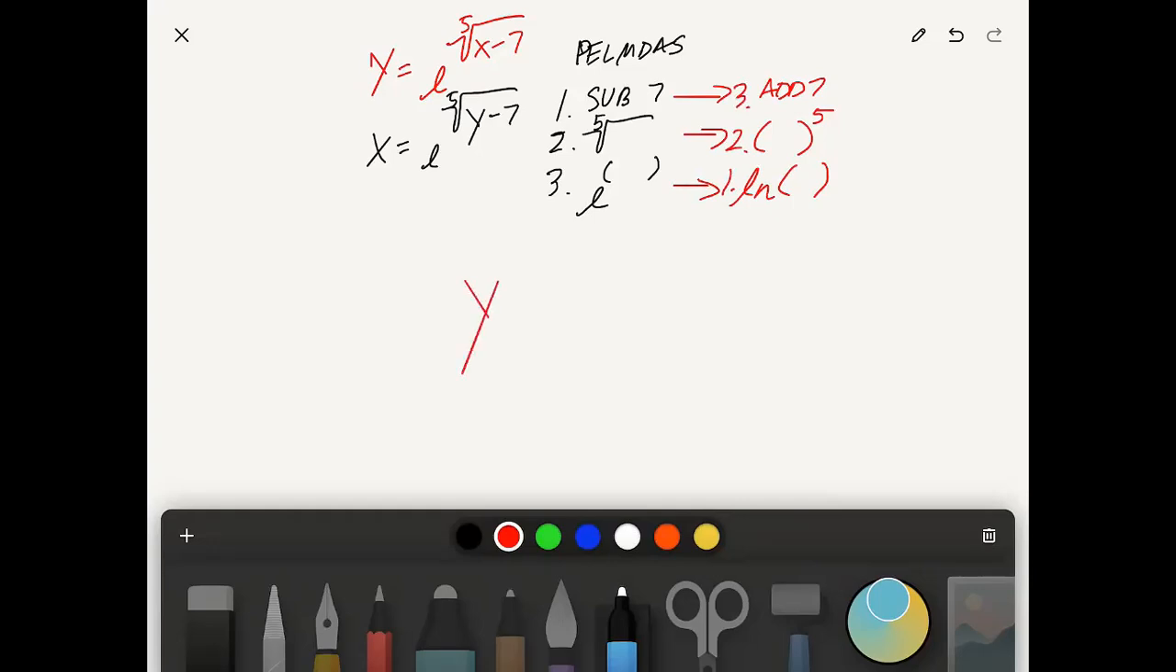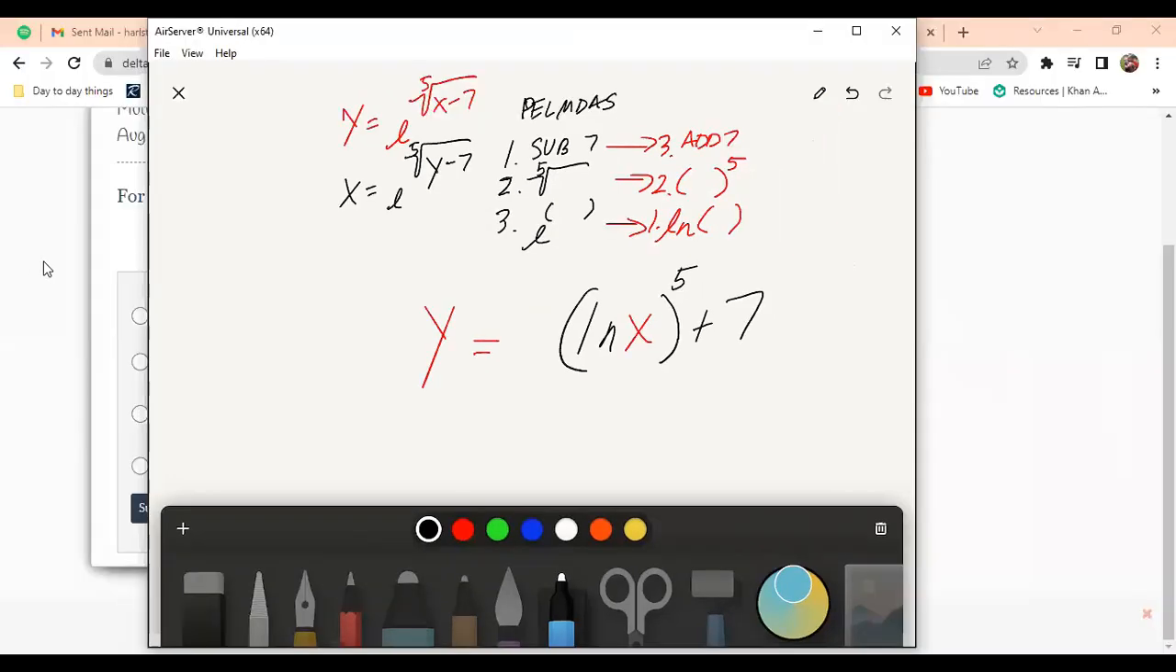We know we got y on one side. We're going to have x on the other side. And so the very first thing that we're going to do is we're going to take the natural log of x, and then we're going to raise that to the 5th power. And then we're just going to add 7. And we are done. So let's go take a look at what we got here.